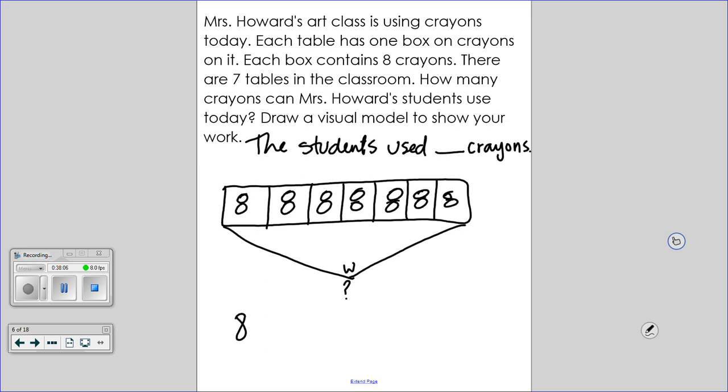So we're going to write 8 plus my next part, 8 plus my next part, 8 plus 8, 8, 8, 8, 8, 8, 8. That is my repeated addition equation.